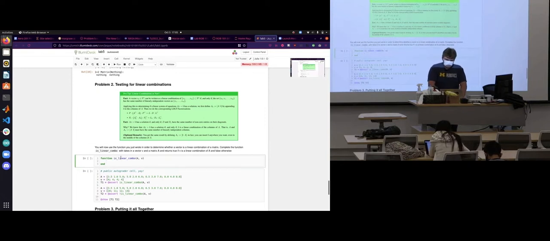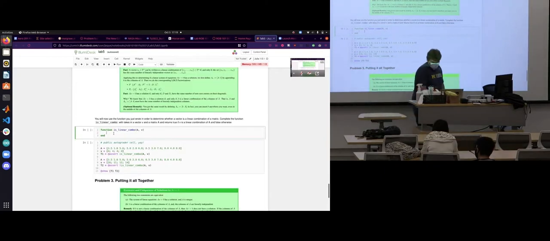You're going to write this function is linear combo, which takes in a vector v and a matrix A, a matrix in this case just being a collection of column vectors, and returns true if v is a linear combination of A and false otherwise. So false if v is not a linear combination of A. This one should be a little quicker because you can use the function that you just wrote to solve this expediently.